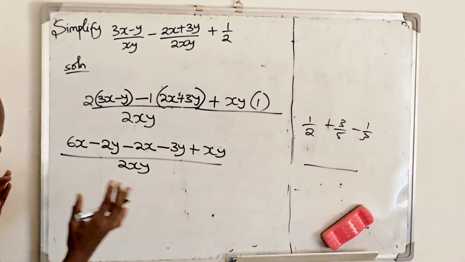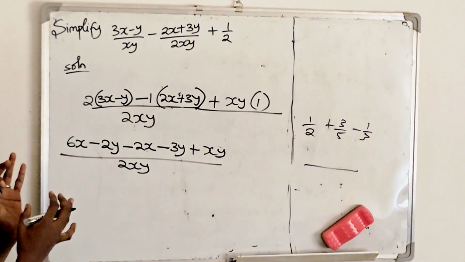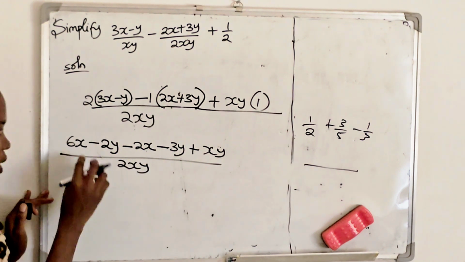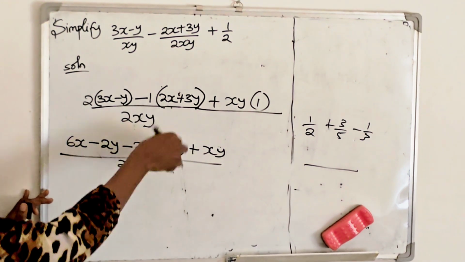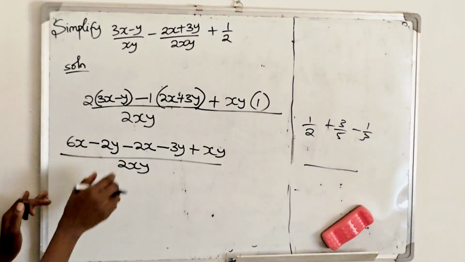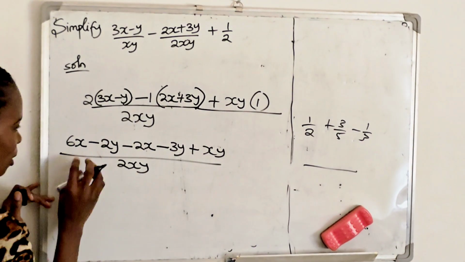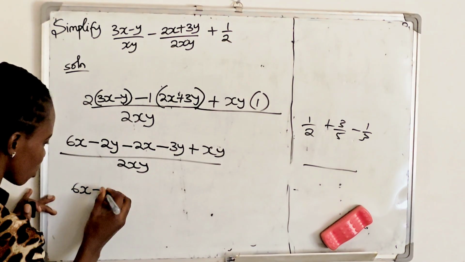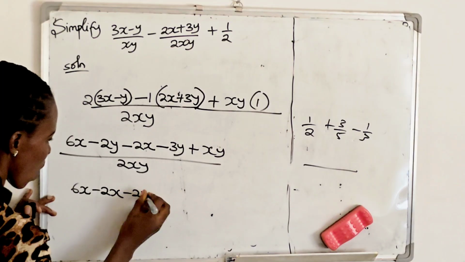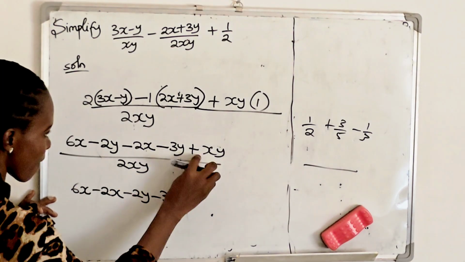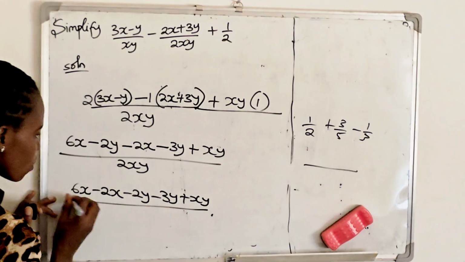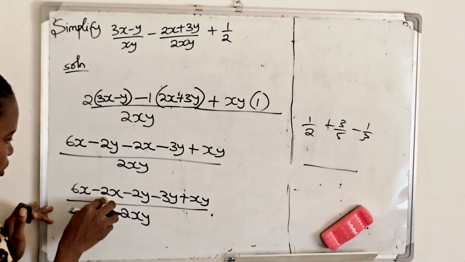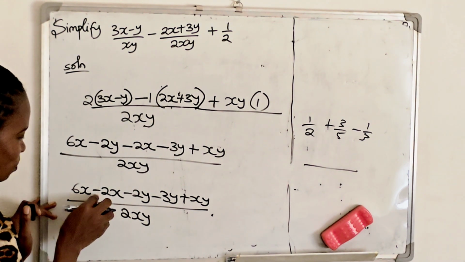So let's go further to simplify. We do what we call collection of like terms. That is, like terms should come together. This is x, this is x, so they can come together. There is no changing of sign because there is no equality sign to be crossed here. So we do collection of like terms. This is the same as 6x minus 2x minus 2y minus 3y plus xy all over 2xy. Okay, so this minus this, 6x minus 2x.